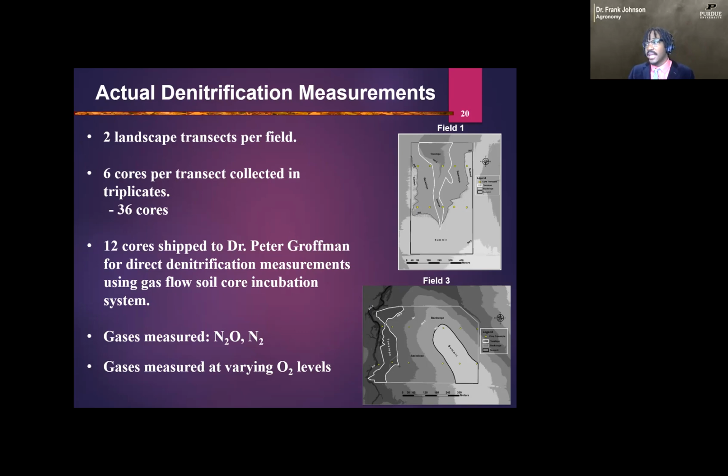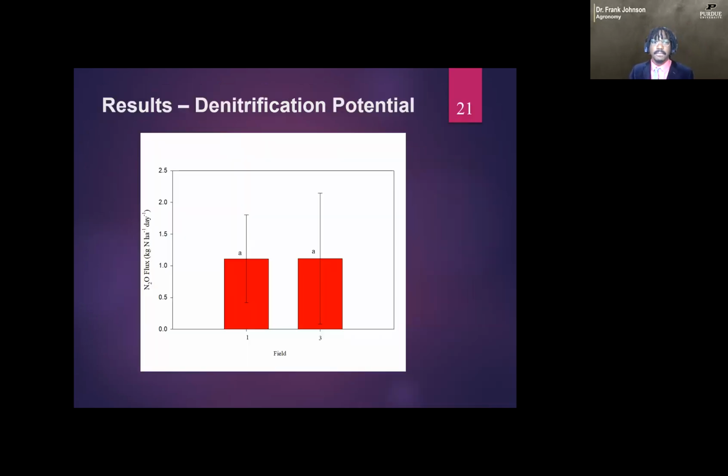All statistical analysis conducted on this data was done using SAS and the necessary procedures to determine normality and conduct analysis of variance and the different mean comparison tests. Now here's the fun part, the results. So first are the denitrification potential results.